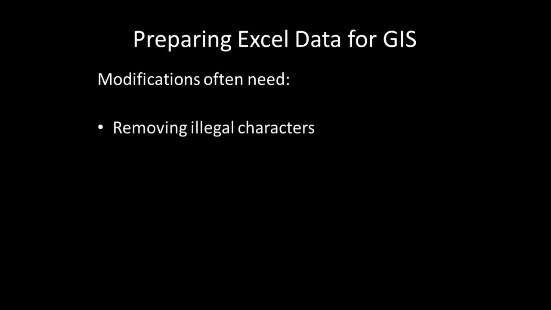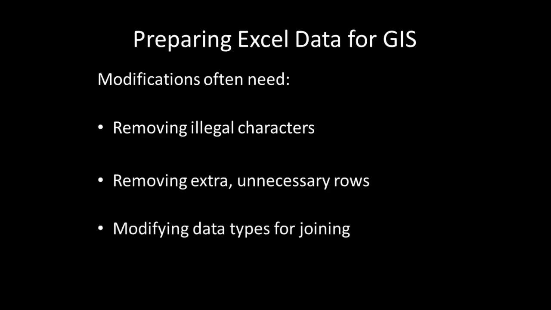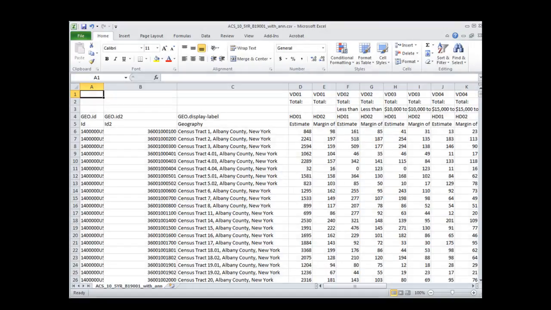Before working with Excel data in a GIS tool, you often need to make modifications to the Excel data. These modifications include removing illegal characters, removing extra unnecessary rows, and modifying data types for joining. In the next slide, I'll walk you through some of these modifications. On this image, you can see many of the modifications that need to be done to a spreadsheet before it can be used in a GIS.